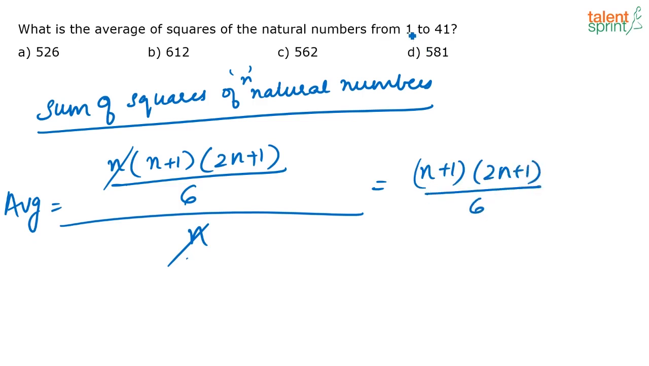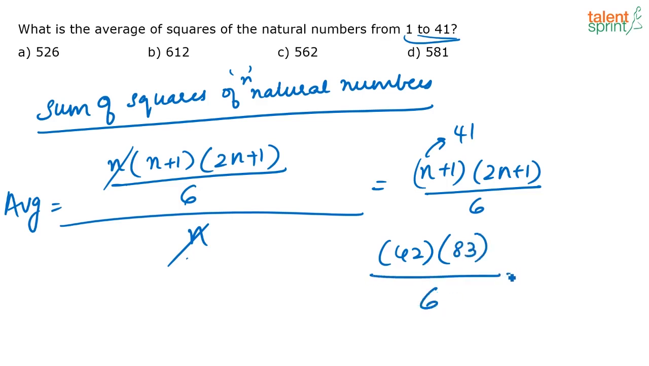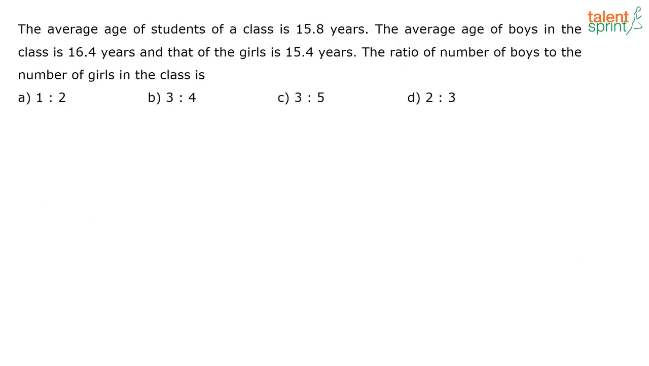So here they are asking us the average of the squares of natural numbers from 1 to 41. So 1 to 41 means what is the value of n here? 41. So 41 plus 1, that is 42, into 2 into 41, that is 82, plus 1, that is 83, divided by 6. So when you solve this, you get the answer as 581. That is option D. Let's look at the next question.